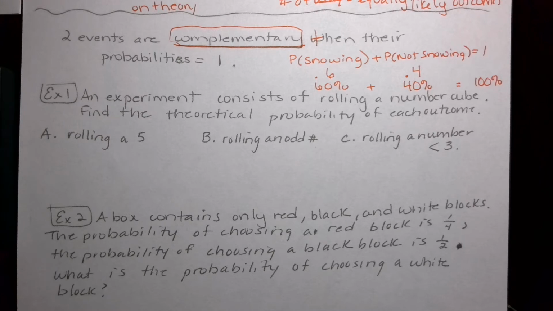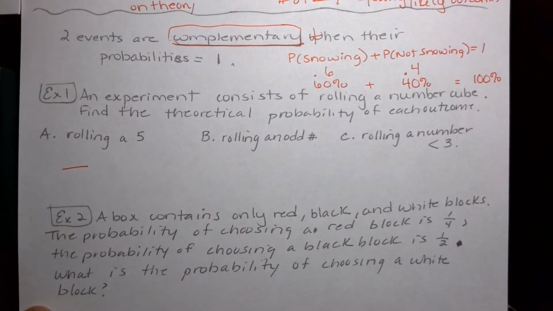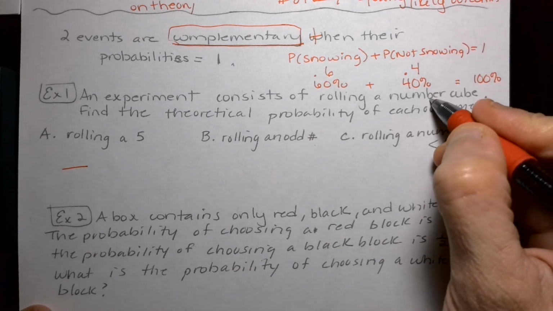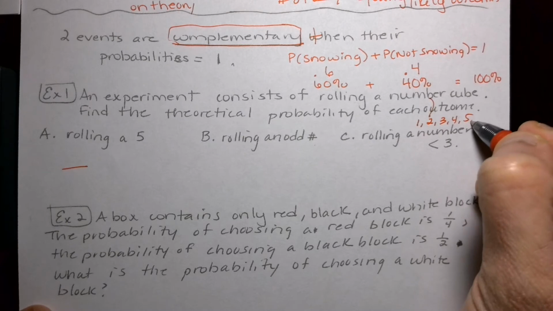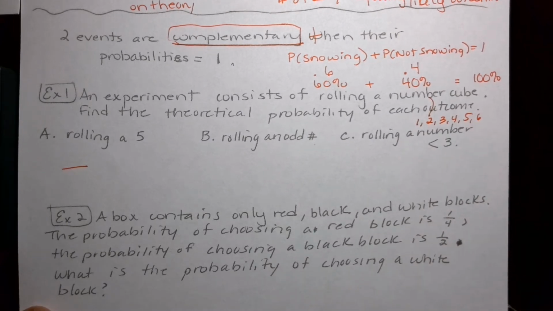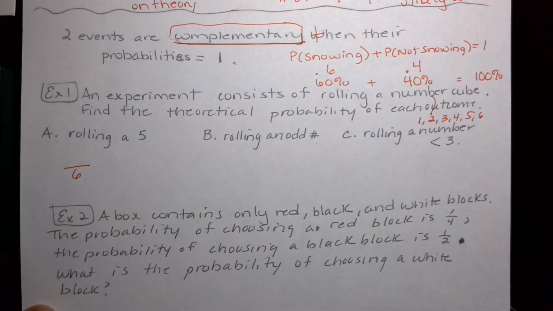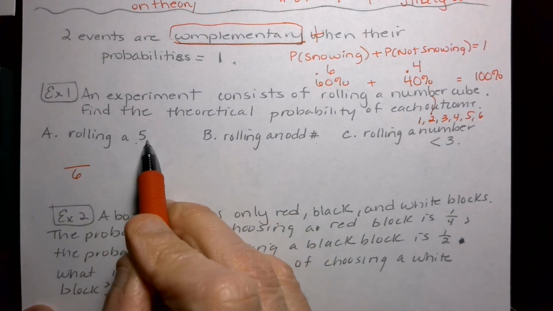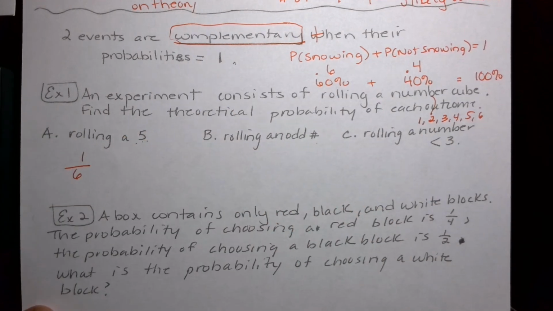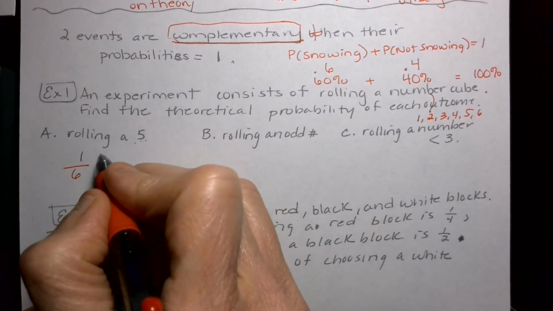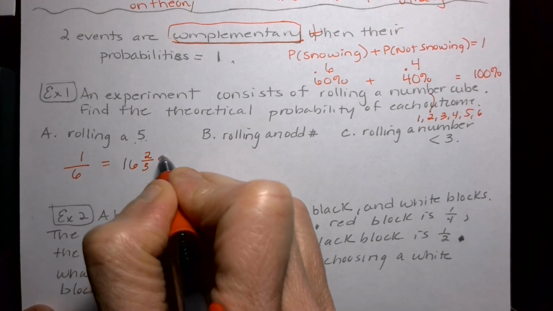So first of all, remember in the fraction, just like before, the bottom number is always your total. So on the number cube, there's a chance of 1, 2, 3, 4, 5, or 6 when you roll it. So there are 6 possibilities on the bottom. How many of those are the number 5? 1. So my chances are 1/6. And if you actually took 1 divided by 6, you would get 16 2/3%.